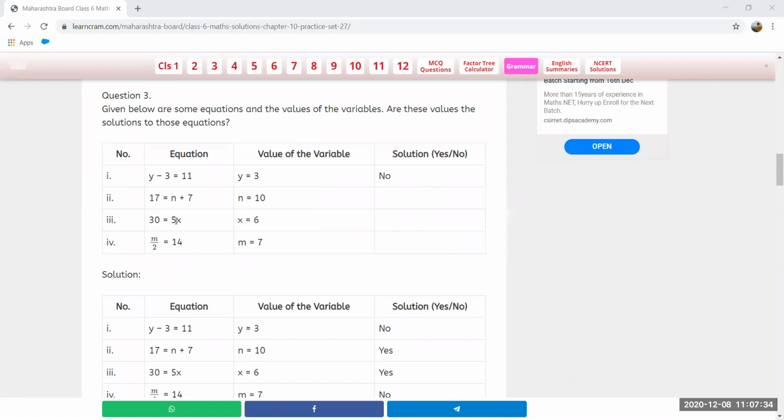Let's do another sum. Now let's take this: 30 is equal to 5x. Now, to remove this 5 from x, what are we going to do? Because here 5 is multiplied to this x. So what are we going to do? We are going to divide, because the multiply sign is there.